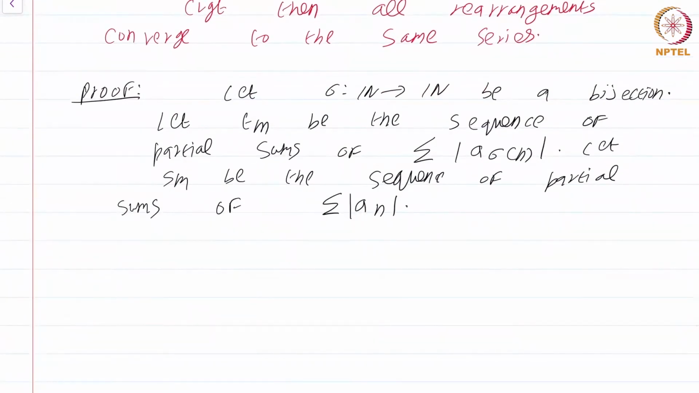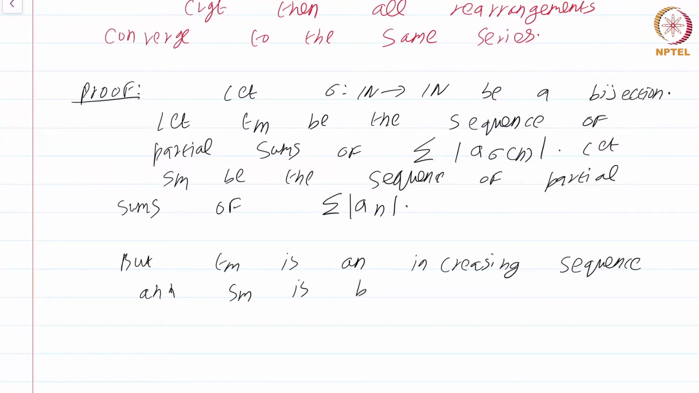Okay, we have to now show that Tm in fact is convergent, but Tm is an increasing sequence, right? Simply because at each stage you're just going to add a non-negative term to it, and Sm is bounded above. Sm is bounded above by, let's say, some quantity k. Why is Sm bounded above? Because summation mod an converges absolutely. Convergent sequences are bounded, therefore Sm will have to be bounded.